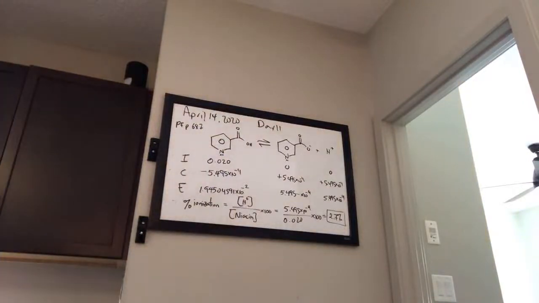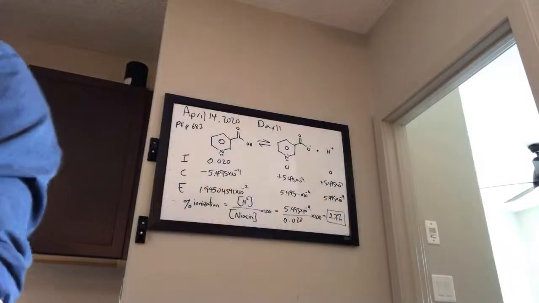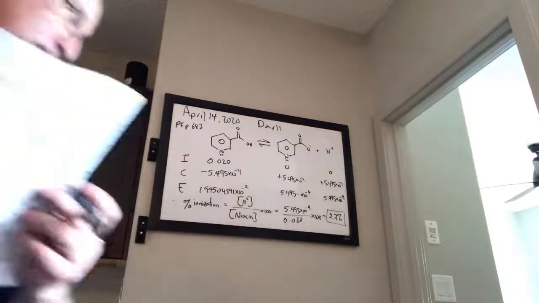In part B of the same problem, it says, what is the acid dissociation constant, or Ka, for niacin?